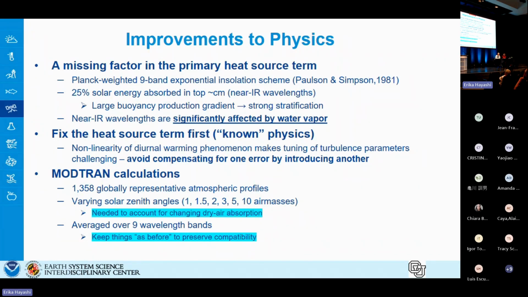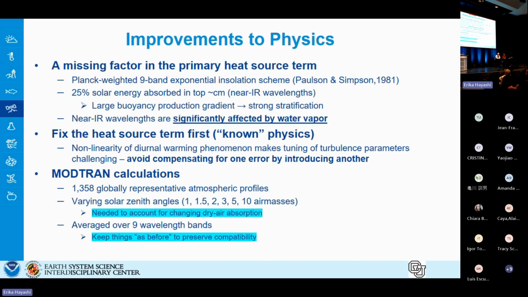And because it's pretty well known that the near-infrared parts of the solar spectrum are strongly absorbed in the atmosphere by water vapor, we should probably build something like that in. And also these near-infrared terms are the ones that get absorbed very close to the surface. So they're the ones that are really producing the strong buoyancy gradients near the surface. And so I did some calculations with MODTRAN, took a global sample of atmospheres, took some varying solar zenith angles, and computed the change in the insolation in 9 bands.